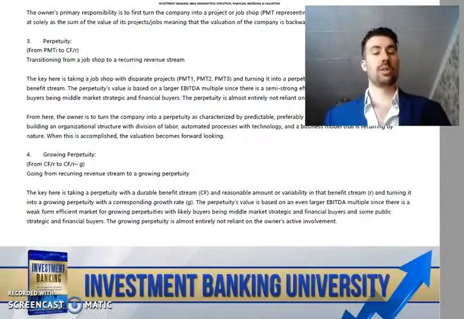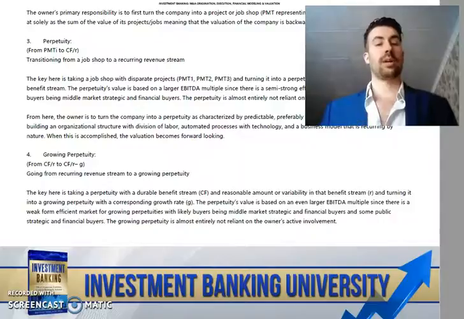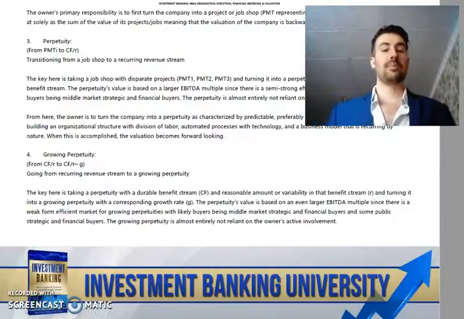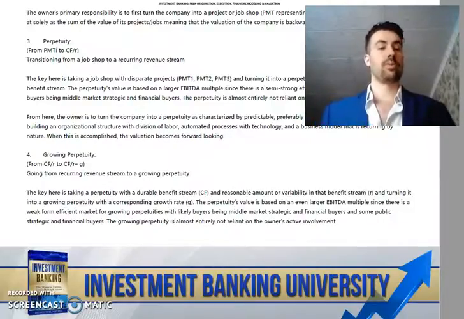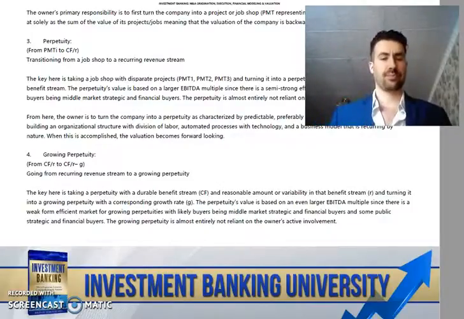From here, the owner is to turn the company into a perpetuity characterized by predictable recurring revenues. This is done by building an organizational structure with division of labor, automated processes with technology, and a business model that is recurring by nature. When this is accomplished, the valuation becomes forward-looking.